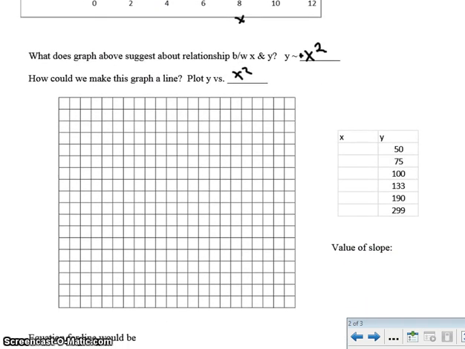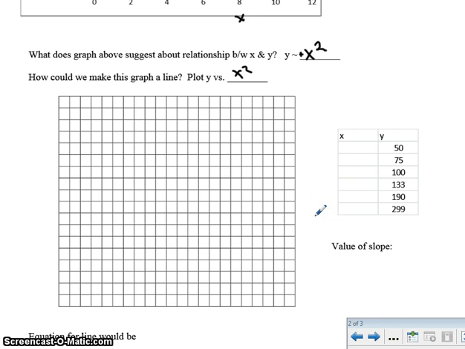So I would go back to my data. Here's my data table, and instead of having x in my left column, I would put in x squared. So if our first x was 4, then x squared would be 16. So let's call that x squared. Then we would have 5 squared in here, 6 squared, and so on. 7 squared, 8 squared, and then I think the last one was 10 squared.